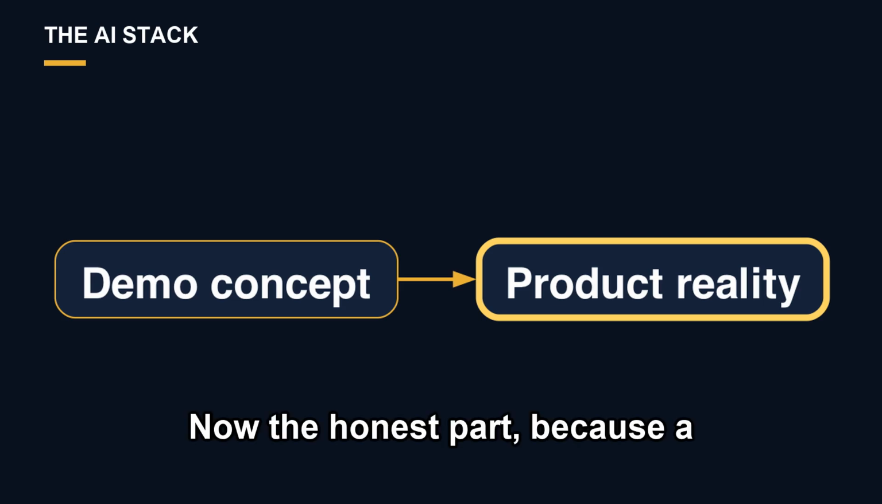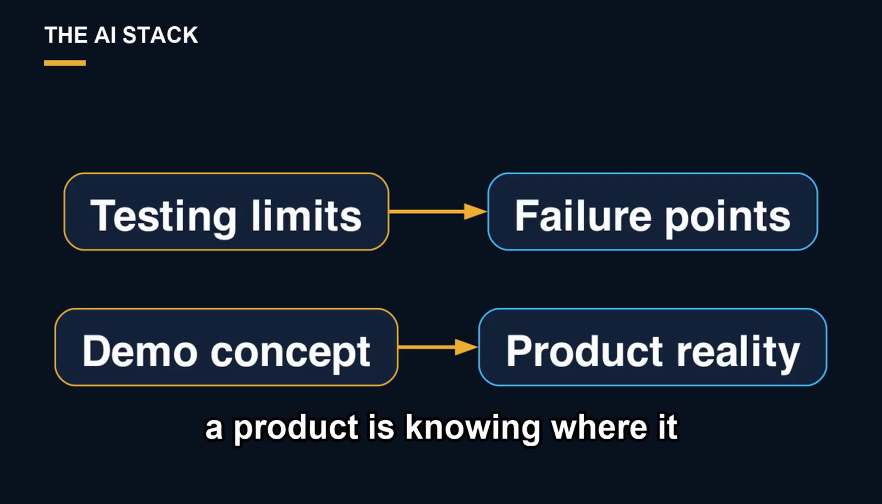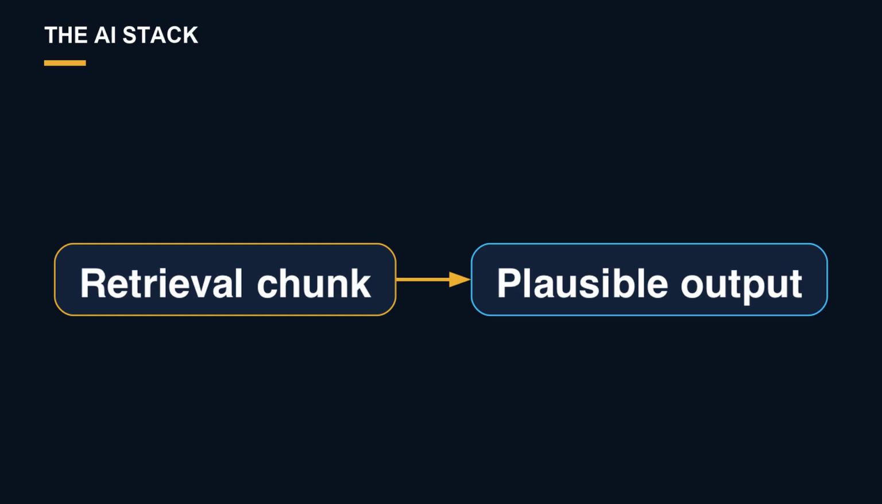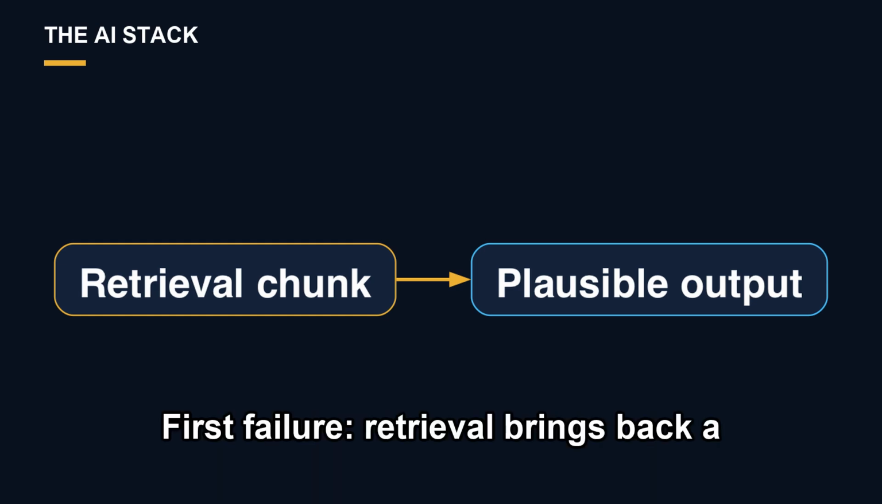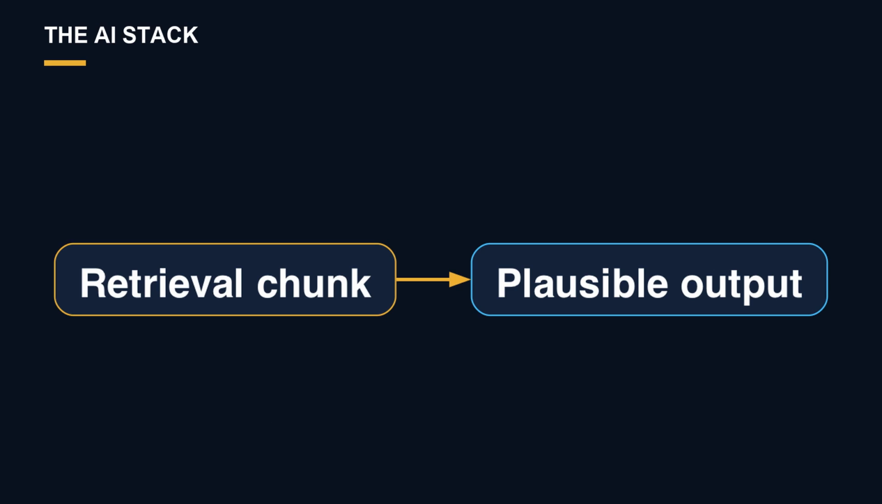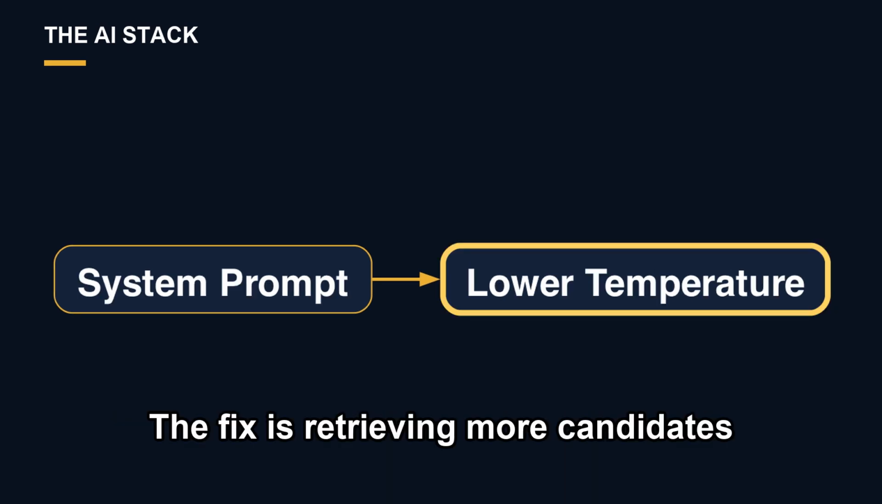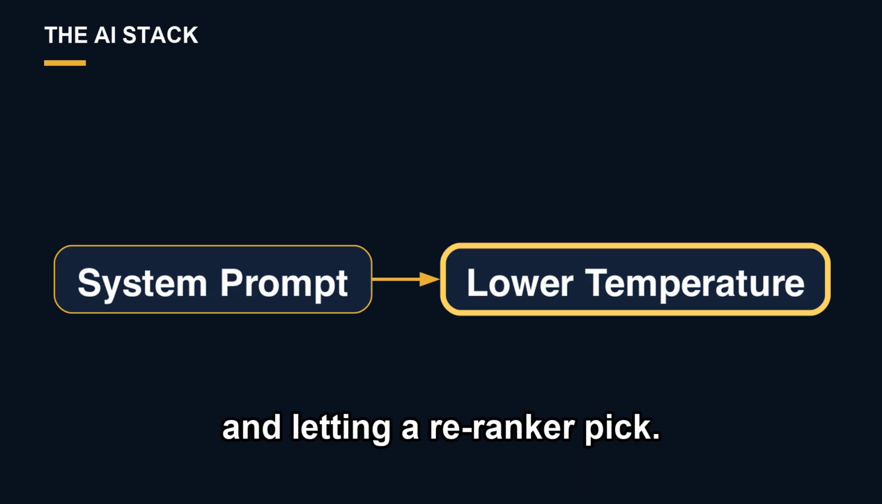Now the honest part, because 150 lines is a beginning. The difference between a demo and a product is knowing where it breaks. It will break, and each break has an episode. First failure, retrieval brings back a plausible-looking chunk that does not actually answer the question. That is the re-ranking episode's problem. The fix is retrieving more candidates and letting a re-ranker pick.